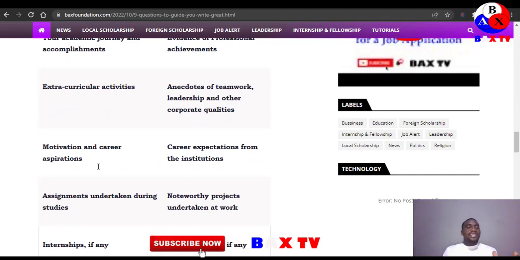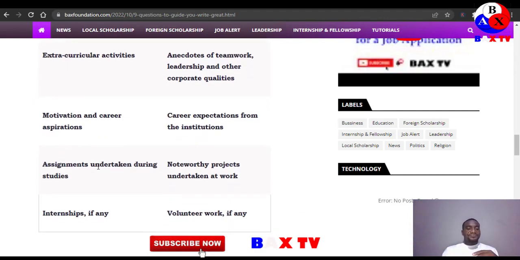Your motivation and career aspiration. What motivated you or inspired you to pick this particular program as an undergraduate course? You need to talk about all these, your career aspiration. What do you intend to do in the future, or what are some of the things that you want to become or do with this field?